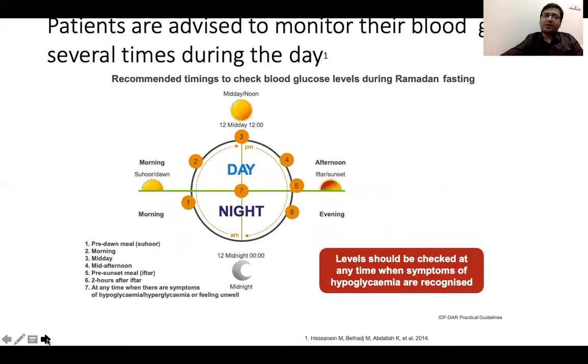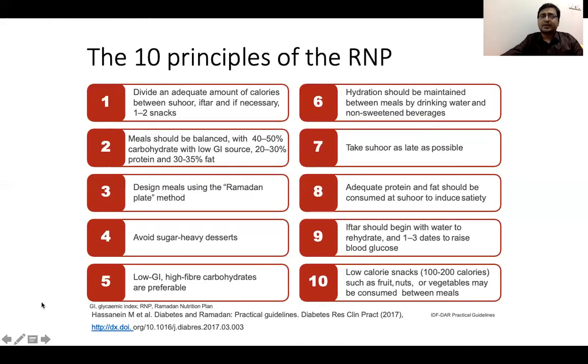Patients are advised to monitor their blood glucose several times during the day, especially those patients whose blood glucose is not under control. The level should be checked at any time when symptoms of hypoglycemia are recognized. The 10 principles are: divide an adequate amount of calories between the daytime and the night time, whenever you are taking food during iftar, and if necessary, 1 or 2 snacks.